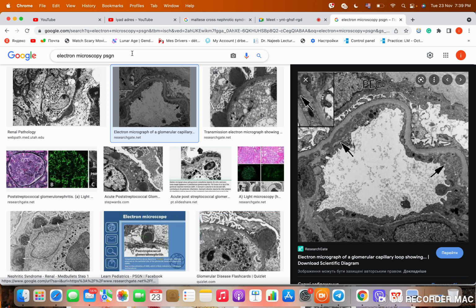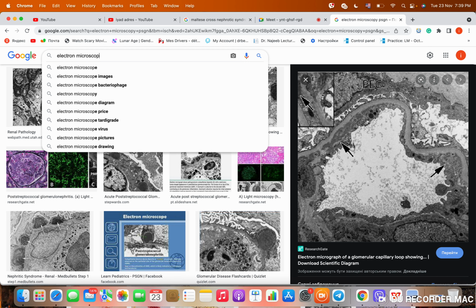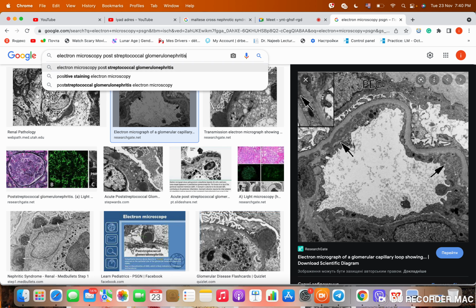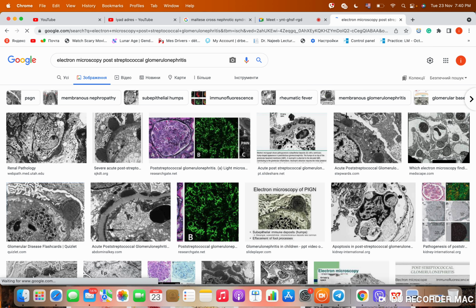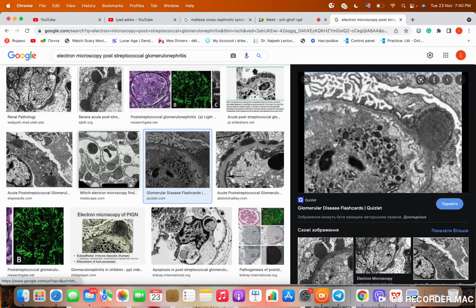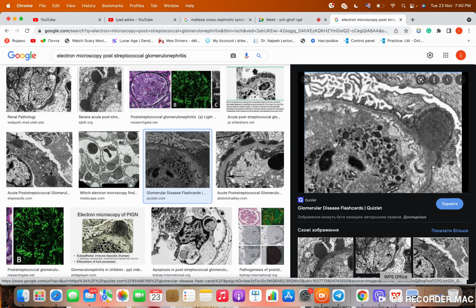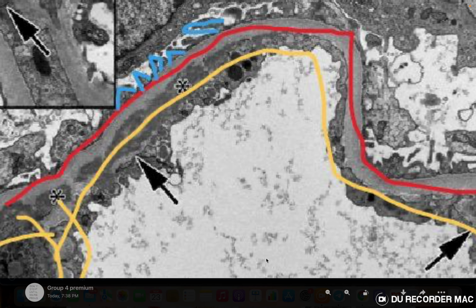So here, the one you just saw, this is actually not post-streptococcal glomerulonephritis. Why? Because it's subendothelial. It could be lupus, for example, but it cannot be this one. So now, let me see. Okay, this one is perfect.